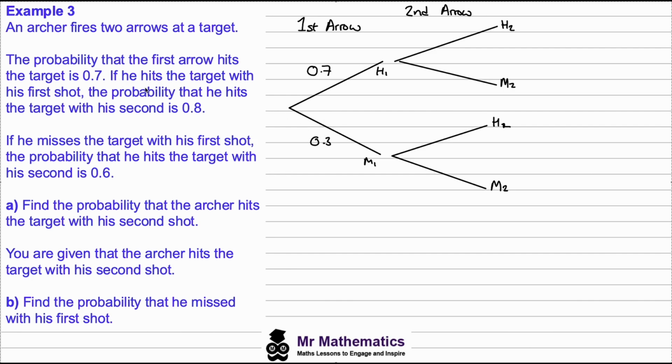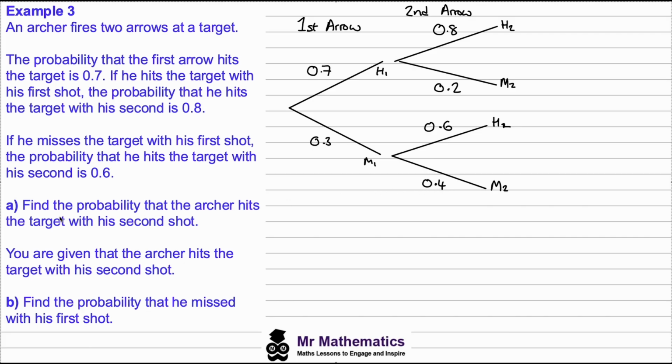If he hits the target with his first shot, the probability that he hits the target with his second is 0.8. So that'll be 0.8 and this will be 0.2. If he misses the target with his first shot, the probability that he hits the target with his second is 0.6. So that'll be this one. And missing would be 0.4. Okay?